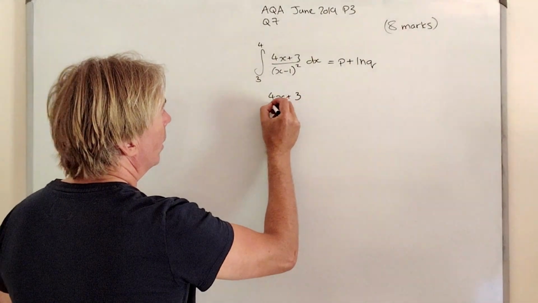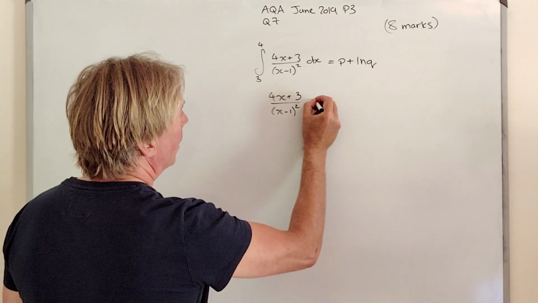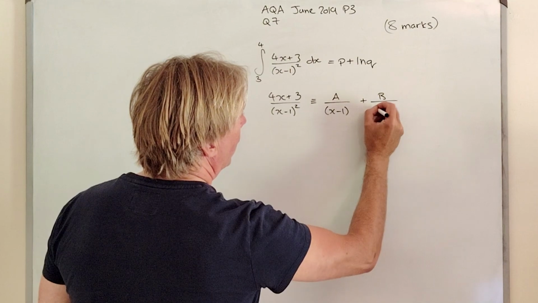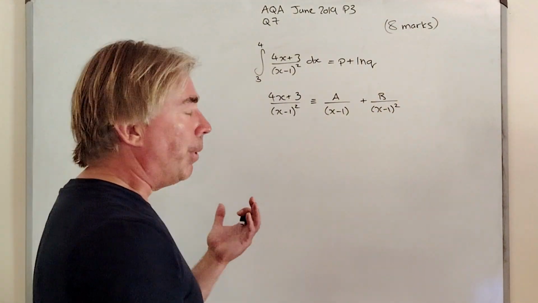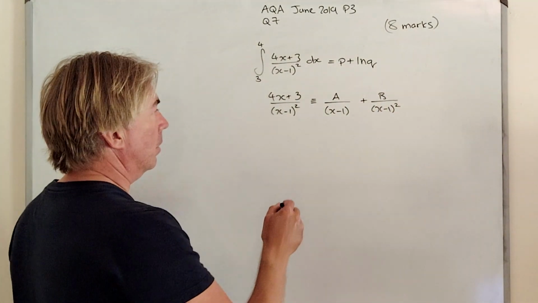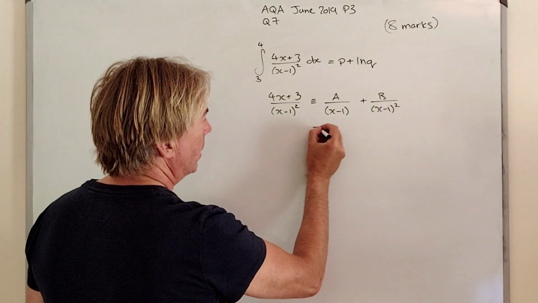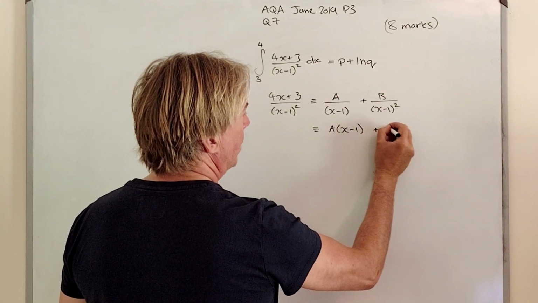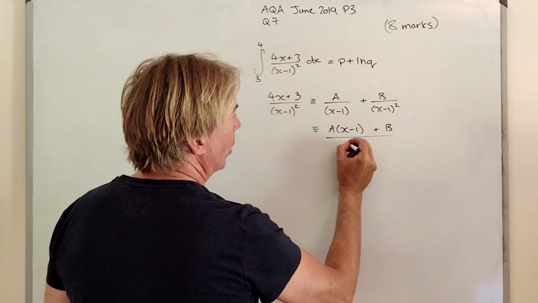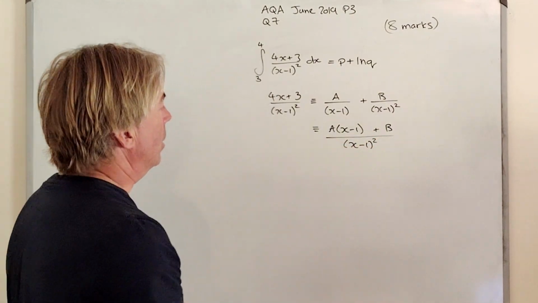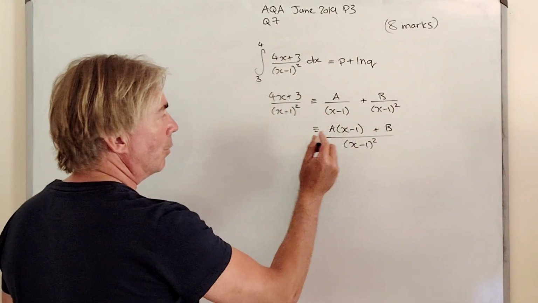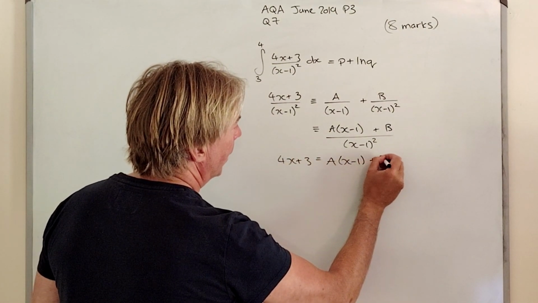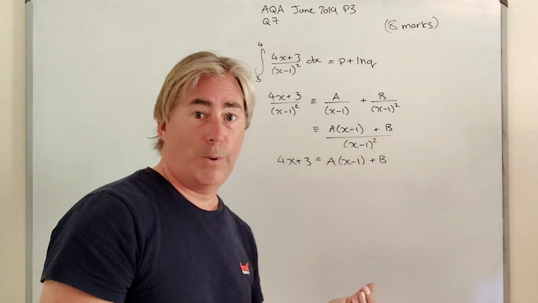So we've got (4x + 3) over (x − 1) all squared is going to be equivalent to a over (x − 1) plus b over (x − 1) squared. So we have to consider both factors of (x − 1) squared. Now we're just going to cross multiply here. So that's going to be equal to a brackets (x − 1) and then plus b. That will give us the common denominator (x − 1) squared. Therefore the numerator 4x + 3 must be equivalent to a(x − 1) plus b.